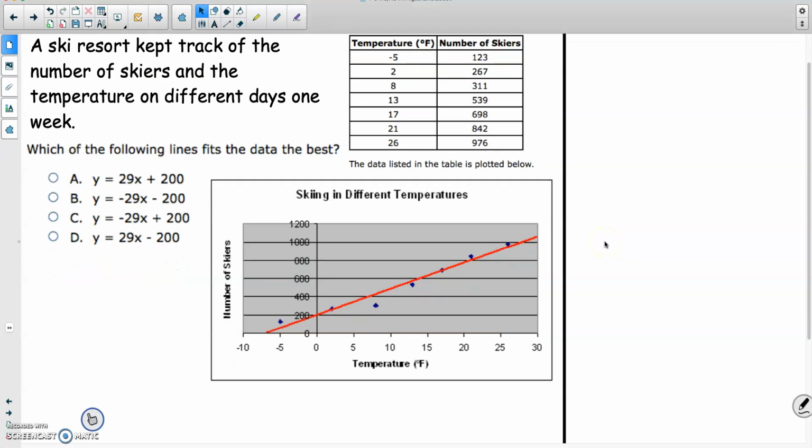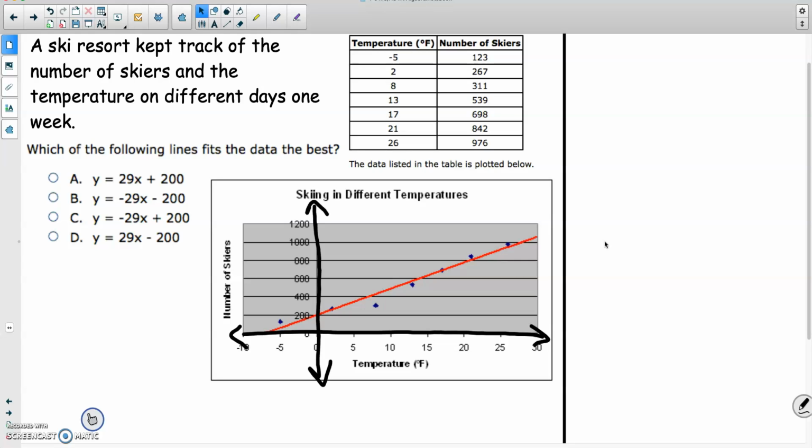All right, now we've got a ski resort that kept track of the number of skiers and the temperatures on different days in 1 week. Which of the following lines fits the data the best? The data is plotted below. Okay, here's the deal. This might look a little bit confusing to you. Here's your x-axis. Here's your y-axis. Okay?